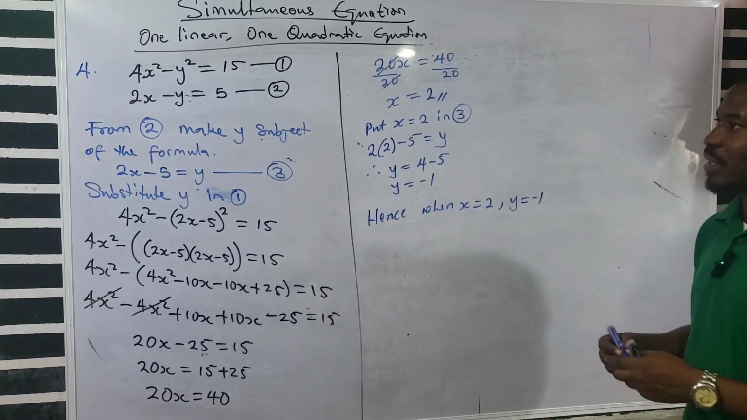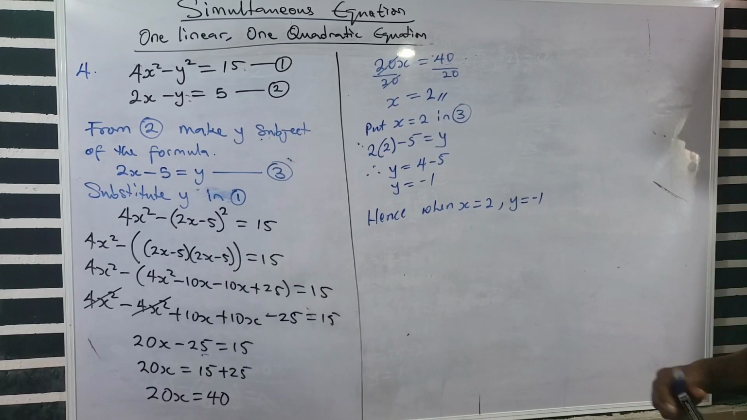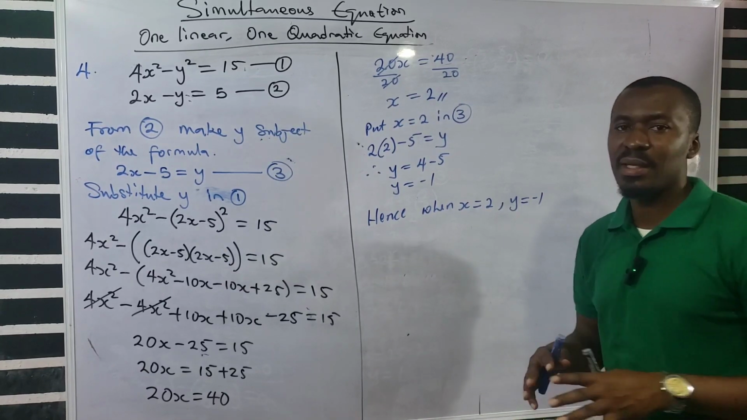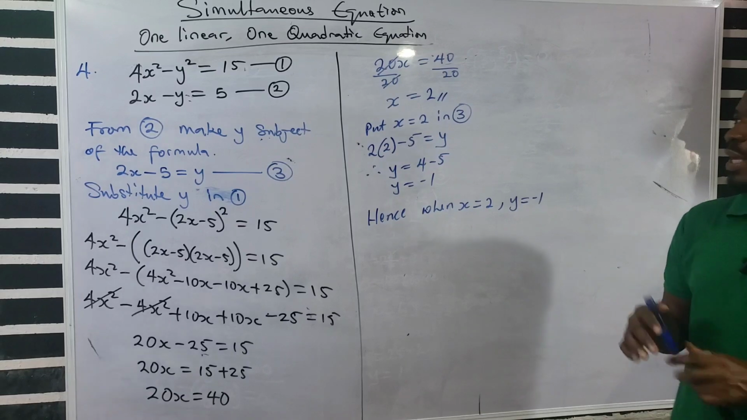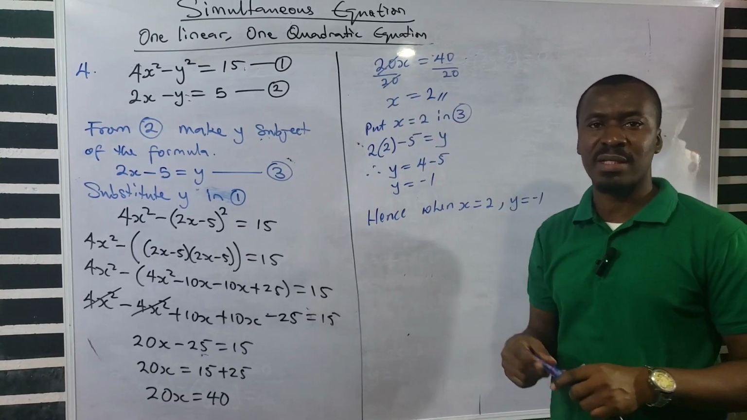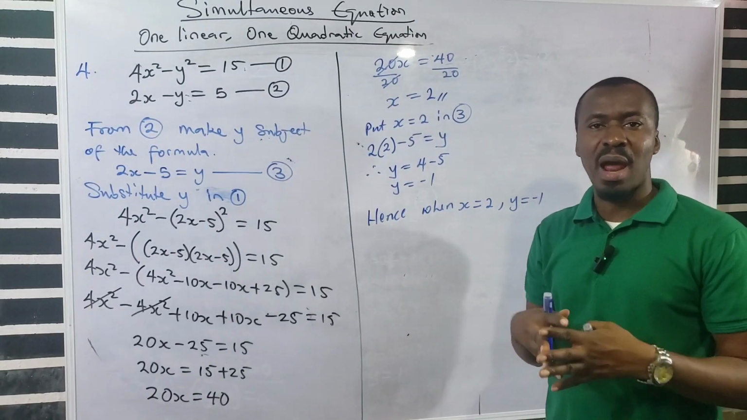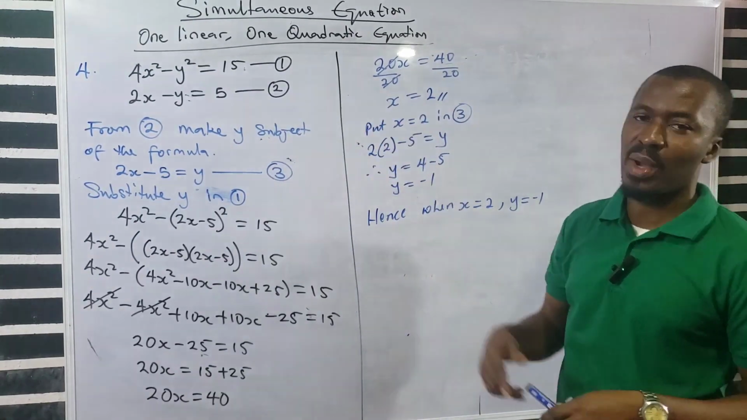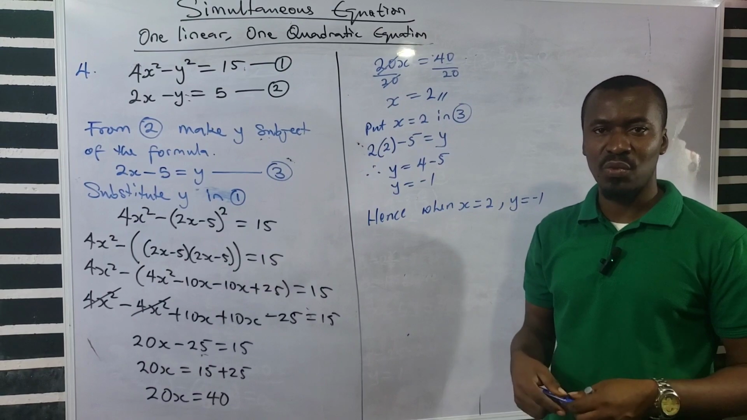So that's how we solve problems on one linear, one quadratic simultaneous equation. So in our next class under this simultaneous equation, we are going to look at how we can use graph in solving one linear, one quadratic simultaneous equation.